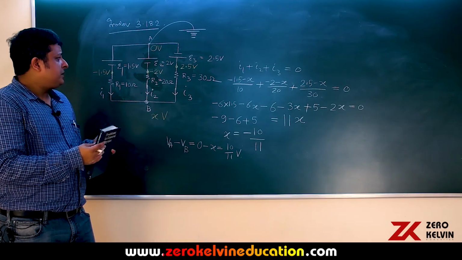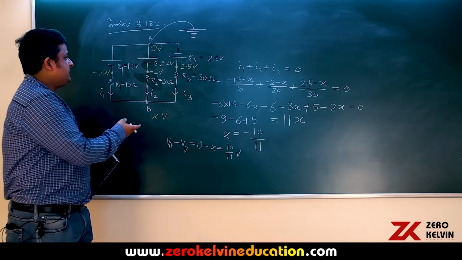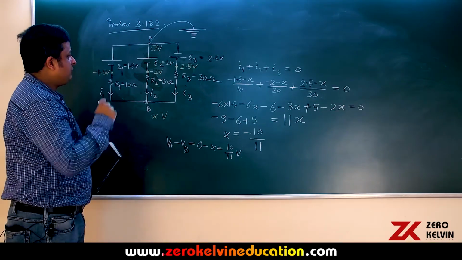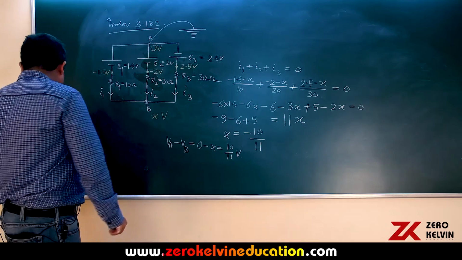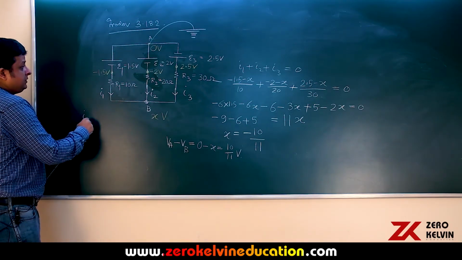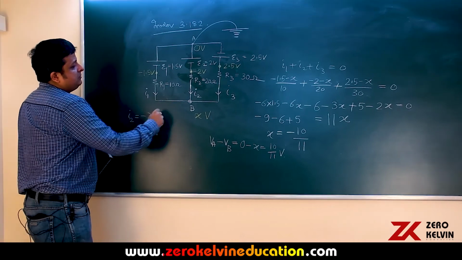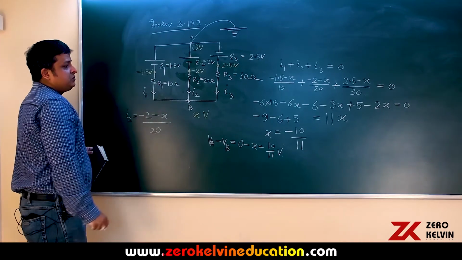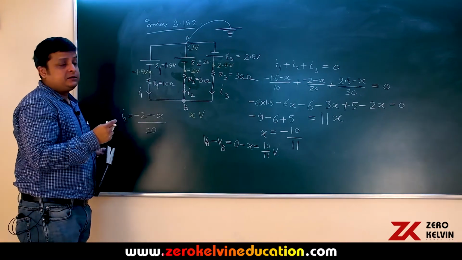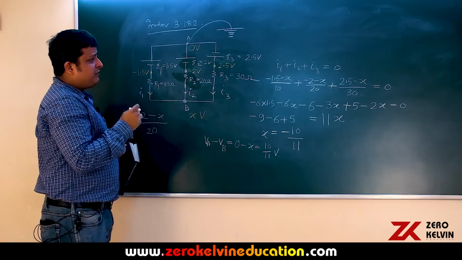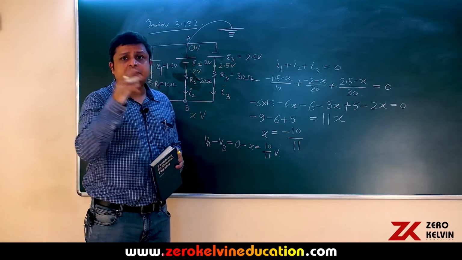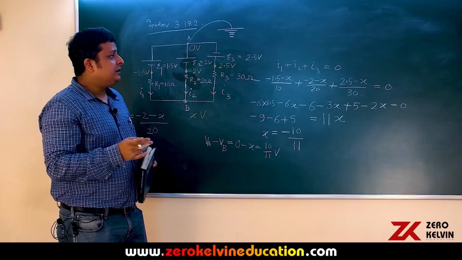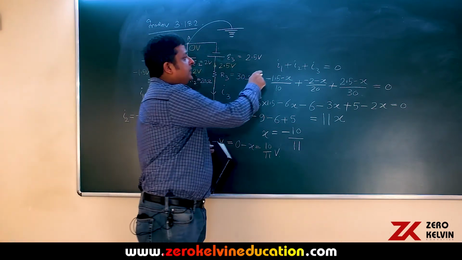Also you can find current in any branch you like. Say, through this resistor R2, if you want to find current, what is I2? I2 is equal to minus 2 minus x divided by 20, and you have found the value of x from here. So we actually avoided the voltage law and huge calculations. We had to assume voltages by grounding, and the entire problem is solved by only one equation.